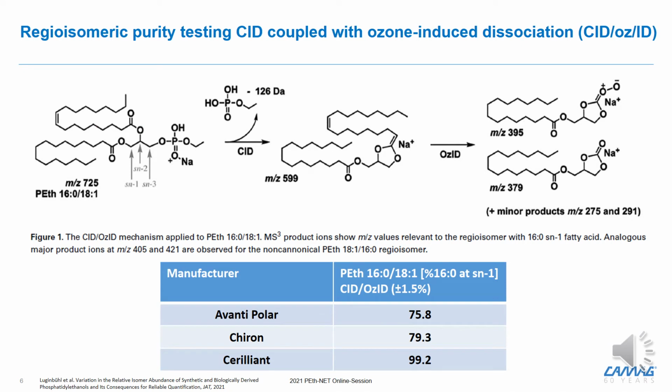The regioisomeric purity testing using CID coupled with ozone-induced dissociation, performed by Stephen Blanksby, revealed that only 1 out of the 3 reference materials show high purity. For Avanti Polar, we only observed a purity of 75.8%, for Chiron a somewhat higher purity of 79.3%, and from Cerilliant a purity of about 99.2%.